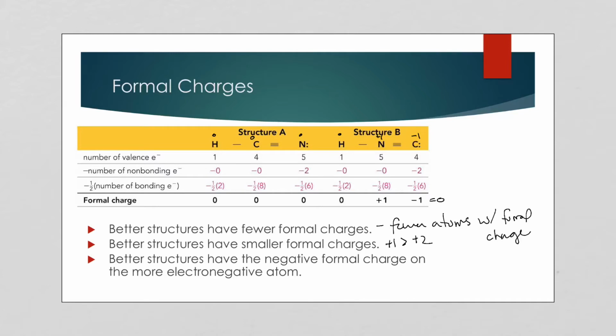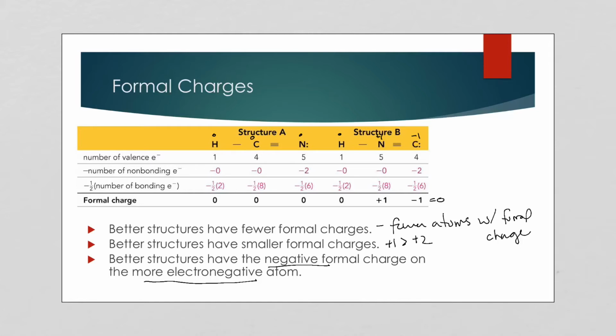And better structures will have any negative formal charges on the more electronegative atom. And this gets into the idea where we have to make chemical sense, right? It wouldn't make sense to draw a Lewis structure where the more electronegative atom has a positive formal charge, meaning it's getting less electrons. That's not what's chemically going to happen, so that doesn't make sense. So if there are negative formal charges, we want to make sure it's on the more electronegative atom.